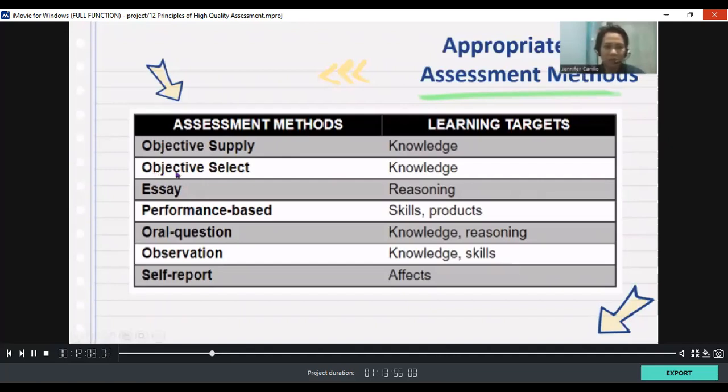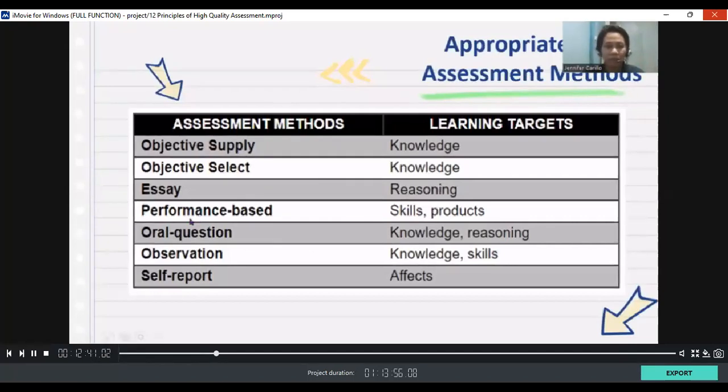Next is objective select, meaning students have options, choices, and they will select or choose the correct answer. Example, multiple choice, true or false, and matching type. So those types of test will also test knowledge. Essay will test the reasoning skills of the students and their ability to organize ideas.